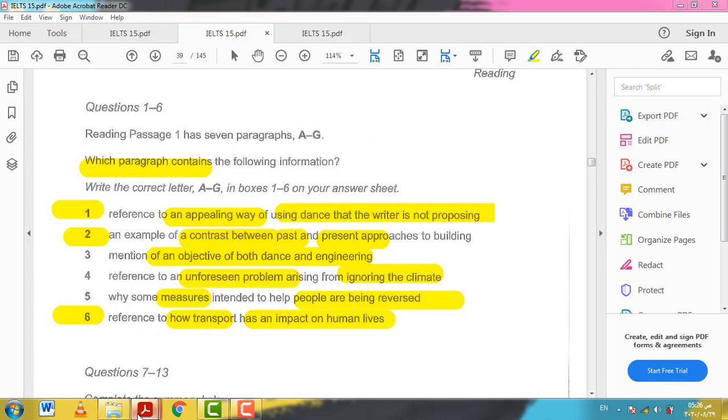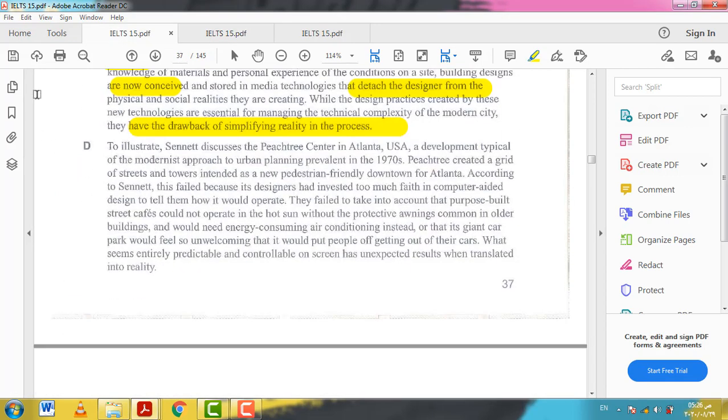Approaches to building contrast. To illustrate, discuss a development typical of the modernist approach to urban planning, which created a grid of streets and towers intended as a new pedestrian-friendly downtown for Atlanta. According to the writer, this failed because its designers had invested too much faith in computer-aided design to tell them how it would operate.